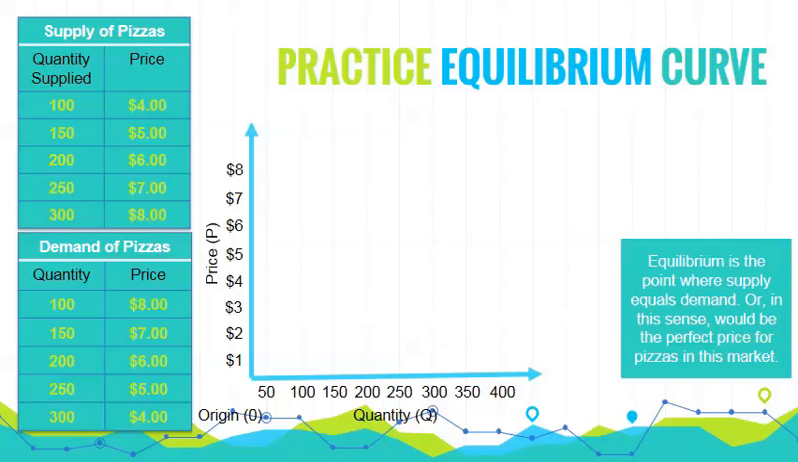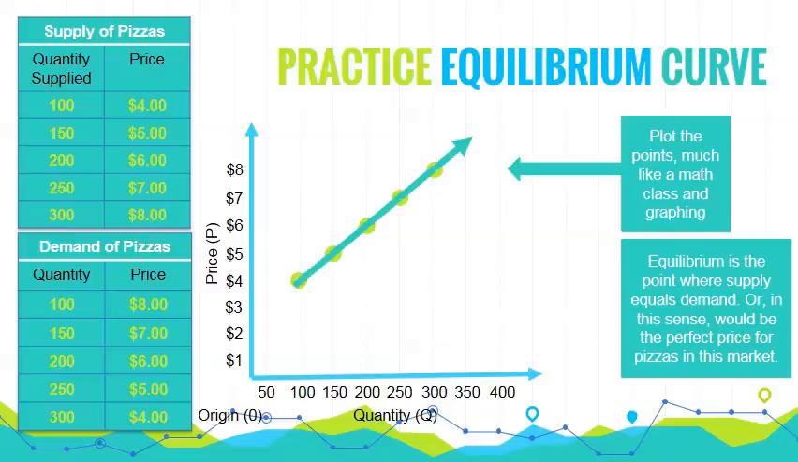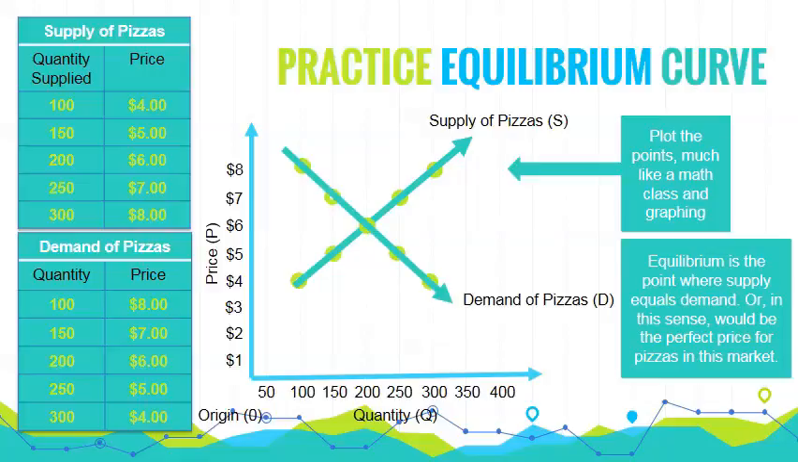If we were to practice this, we have our demand and our supply from previously. We start by plotting these points out, just like in math class. Connect the lines, label it supply of pizzas, connect, just like in math class, label it demand of pizzas, and there's our equilibrium right there in the middle. So simple, so easy to see.